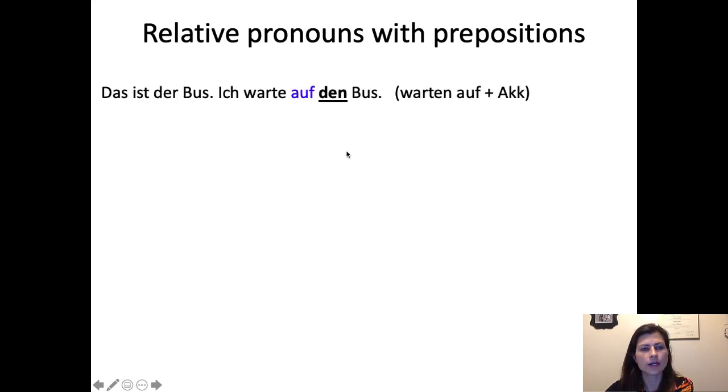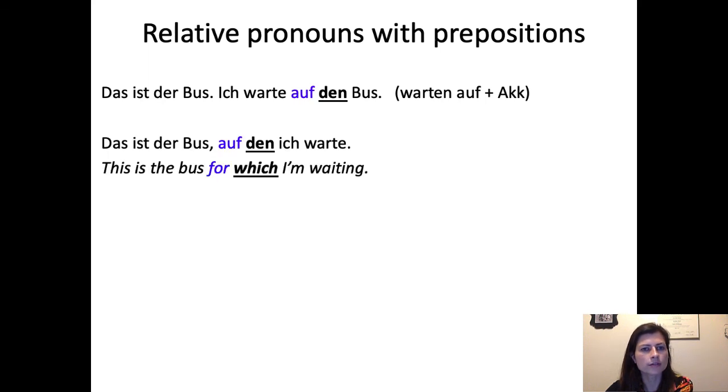And then when you have a combination, we have these phrasal verbs, right? A verb plus a preposition that always goes with it. They just go together. To wait for is warten auf plus accusative. So when you do this, you can do it also with relative clauses, right? So you say, das ist der Bus, ich warte auf den Bus. This is the bus. I'm waiting for the bus. But you could also say, das ist der Bus, auf den ich warte. This is the bus for which I am waiting.